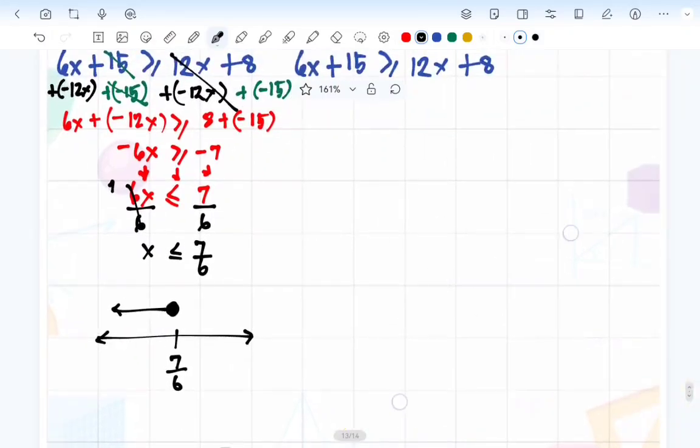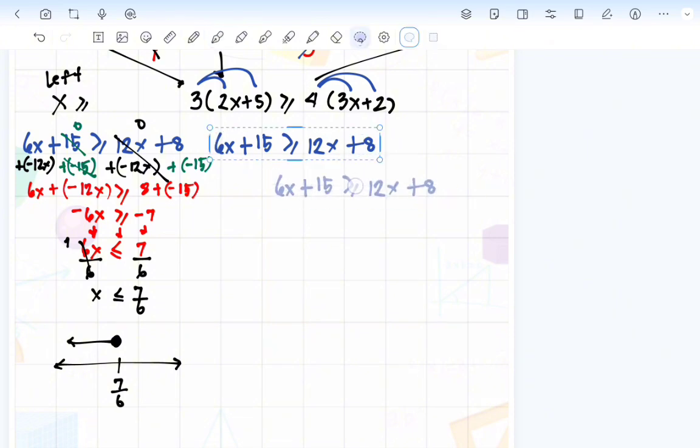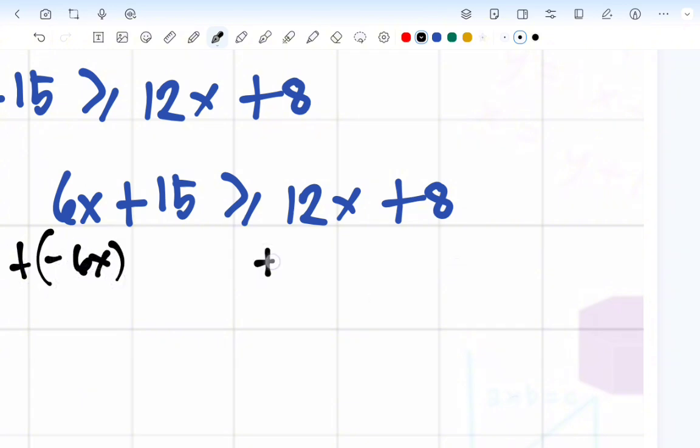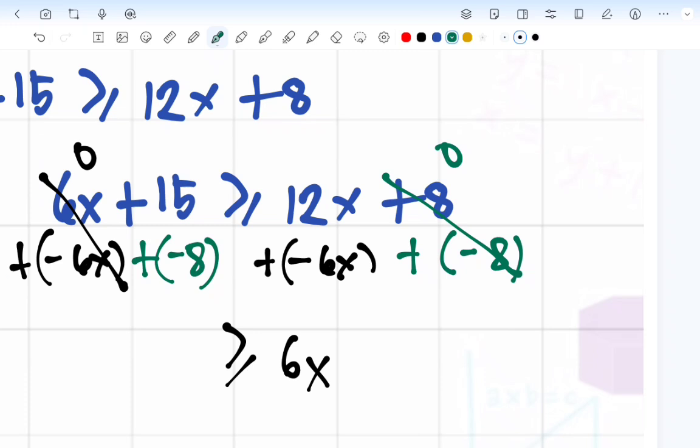What about the other method? The other method requires us to put our x as positive. Since 6x is smaller than 12x, we are going to be moving the 6x from the left to the right, or add negative 6x on both sides so that it will be taken out and will become 0. We are going to have here a positive 6x. But we still have our 8, so we are going to add a negative 8 on both sides so that this will become 0 and we will not put it on the other side anymore.